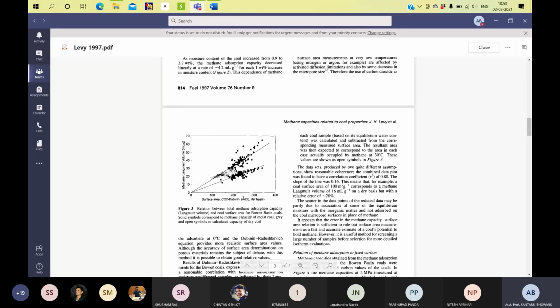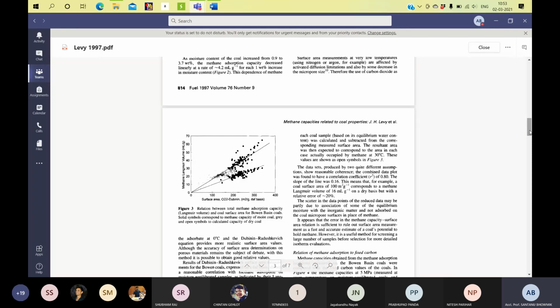Obviously, if you are increasing the surface area, you are increasing the surface that is going to be applicable for the adsorption. So obviously, it will increase your adsorption quantity. This is the same case which is happening here. The more you increase the surface area, the more you increase the adsorption volume.